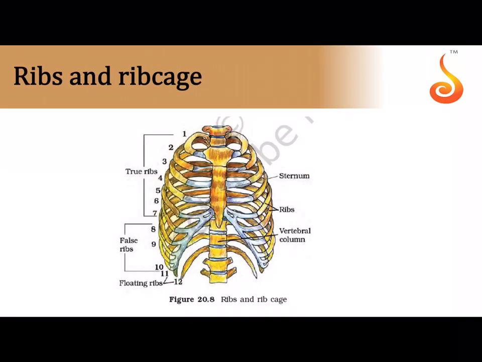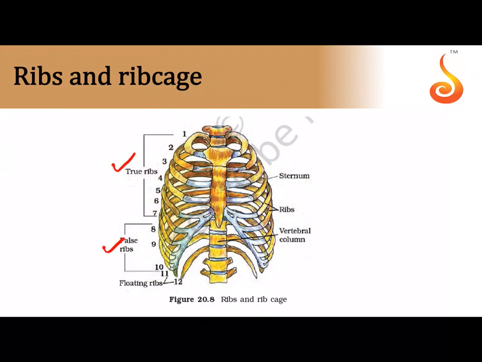Okay, then you have the rib cage. Please remember the first 7 pairs are referred to as the true ribs. The 8th, 9th and 10th are called the false ribs because they do not have their own cartilage. They join. You can see how the 8th, 9th and 10th cartilages join the cartilage of the seventh rib.